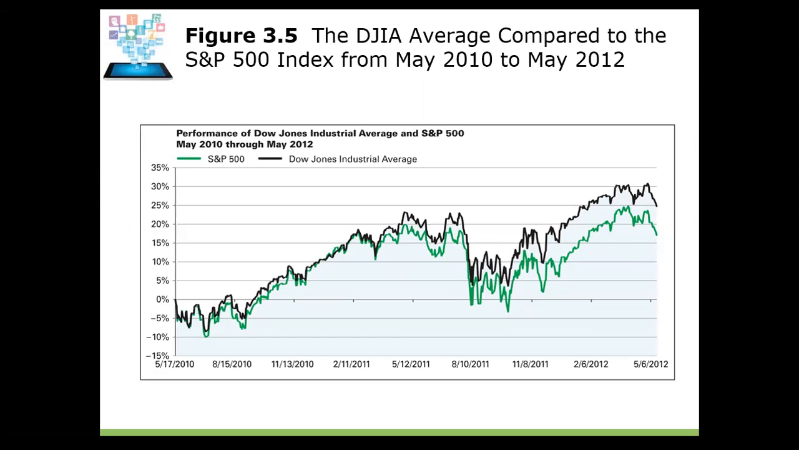I don't know what you're referring to on the DJTA. That's usually the transportation index. But the Dow Jones Industrial Index, that first one, is the one that we're usually referring to, the 30 companies in the Dow Jones Industrial Index.